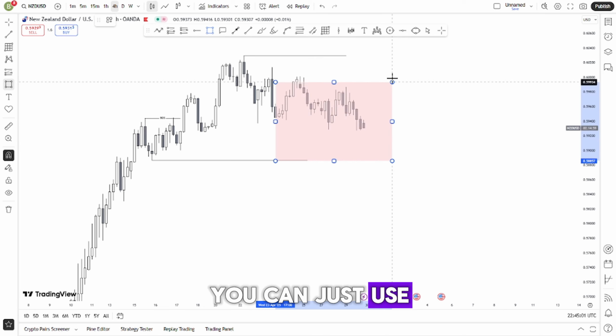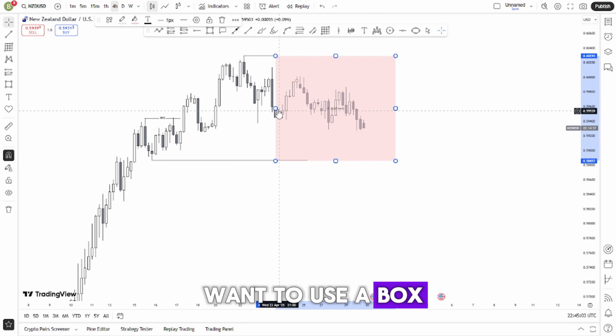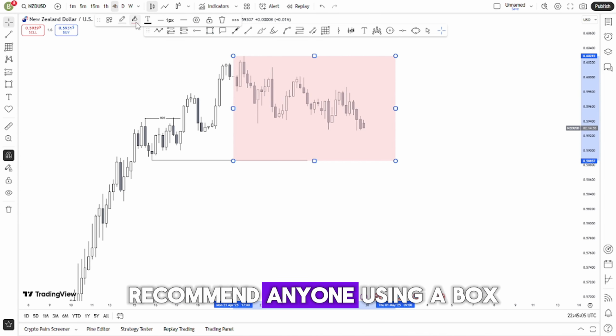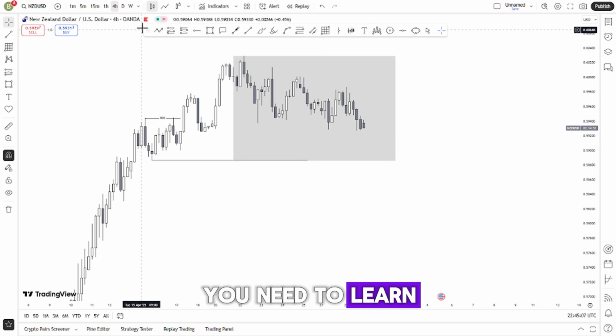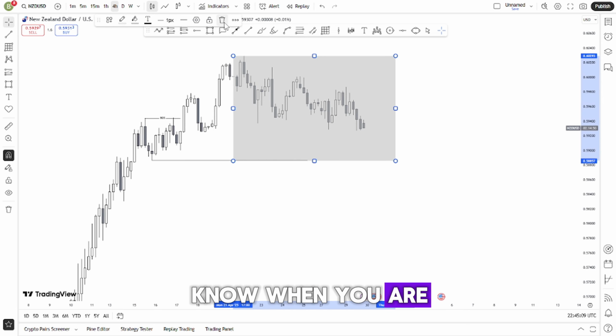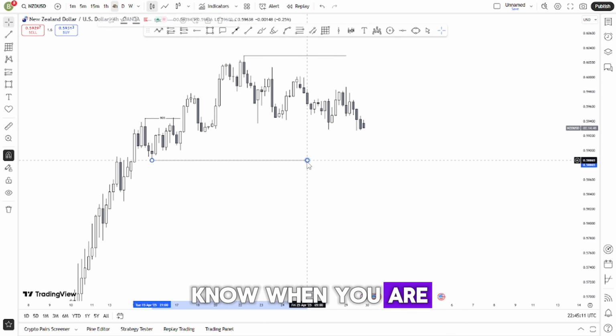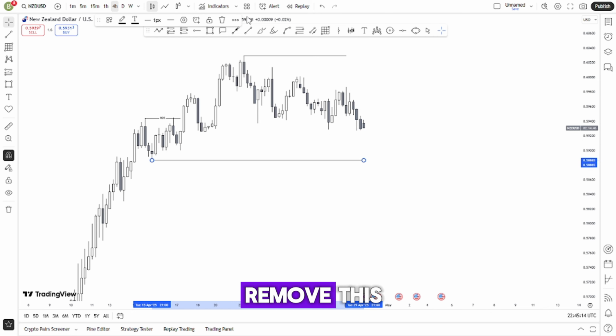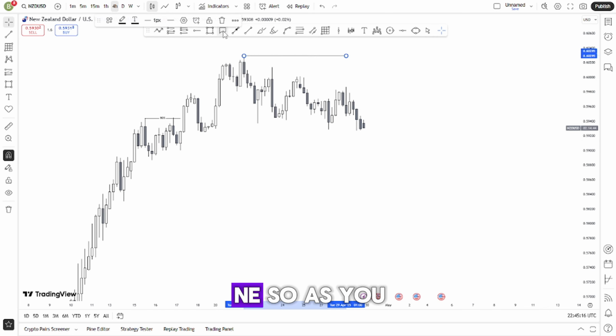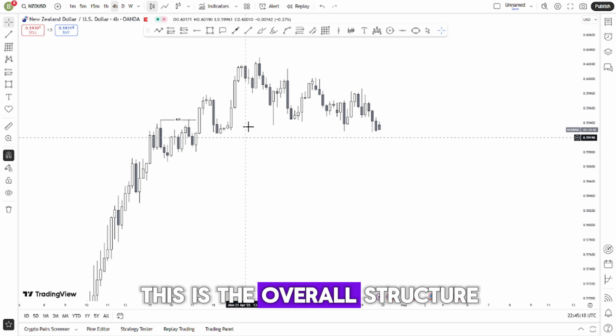You can just use a box, that is if you want to use a box, but I don't recommend anyone using a box, just because you need to learn how to spot your structures, know when you're in an uptrend, know when you're in a downtrend. So I'm just going to remove this so that you can learn the hard way, guys. Now, as you can see here, this is the overall structure.